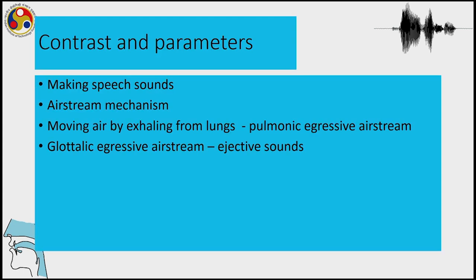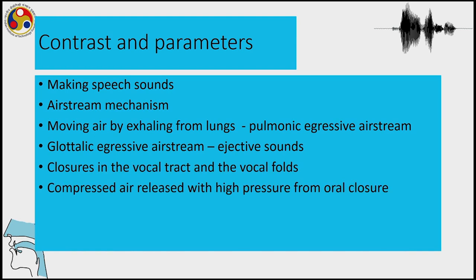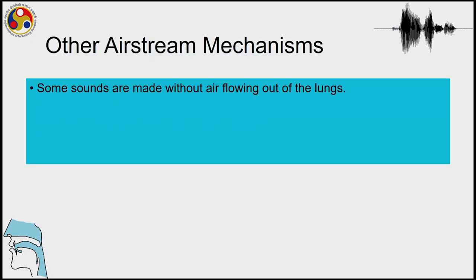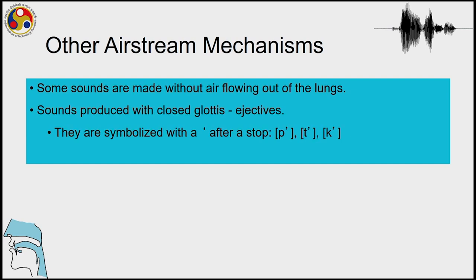So making speech sounds involves an airstream mechanism, which we know from the beginning of this course. By exhaling from the lungs, the pulmonic egressive airstream manages to produce most of the sounds, but then there is the glottalic egressive, which involves closures in the vocal tract and vocal folds. Compressed air is released with high pressure from oral closure, and ejectives are made without air flowing out of the lungs. So this is the air in the closed glottis.